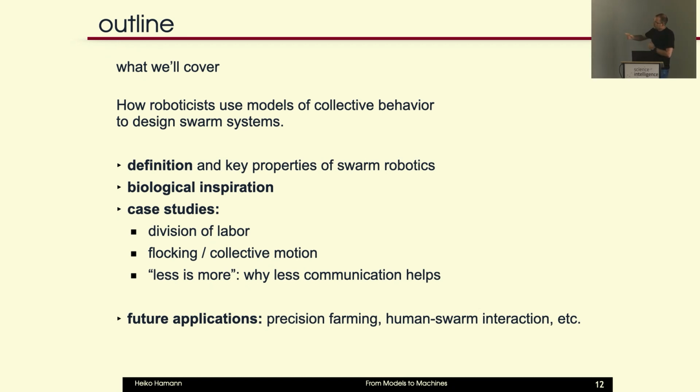And then we go relatively quickly through three case studies or examples: division of labor or task allocation, collective motion, and then something somewhat surprising, which is called less is more. In the end, because I thought you might be curious, we can also talk a little bit about where this could be going. What's the future of swarm robotics? Is it a good one, or what are we going to expect?